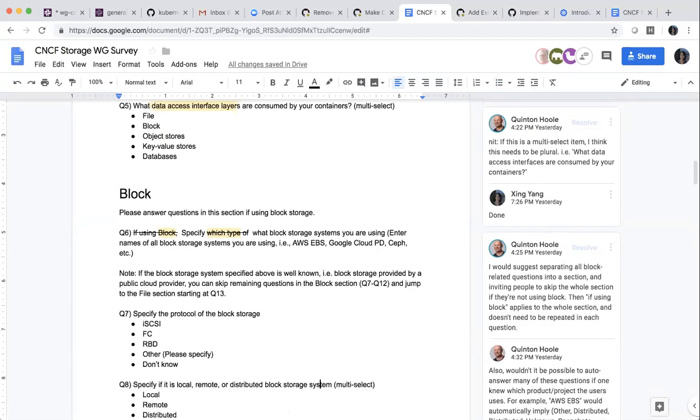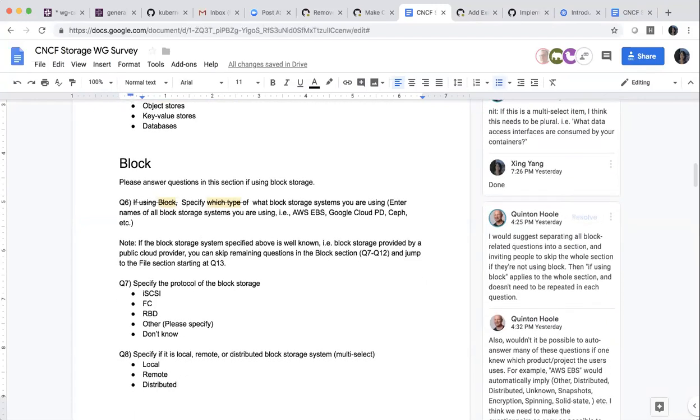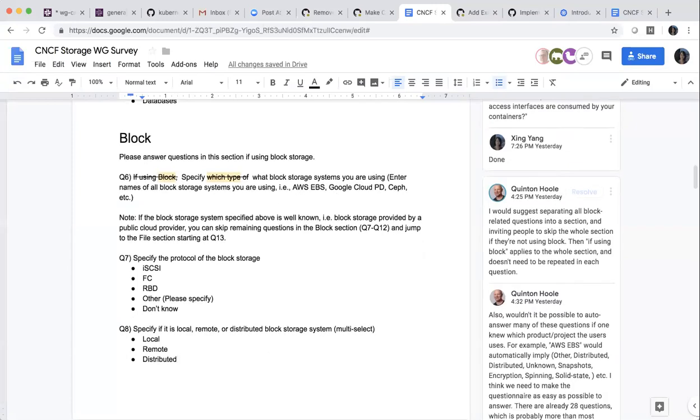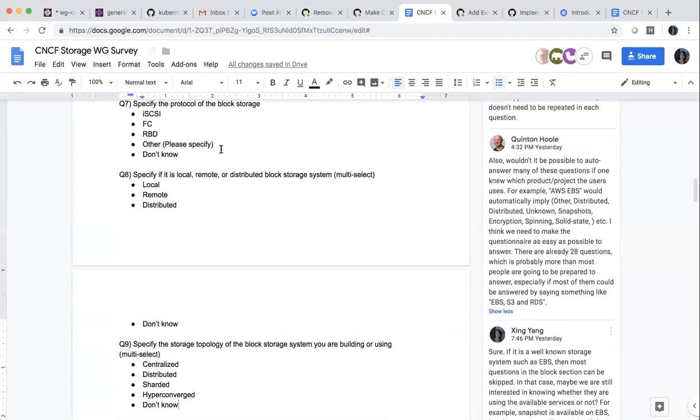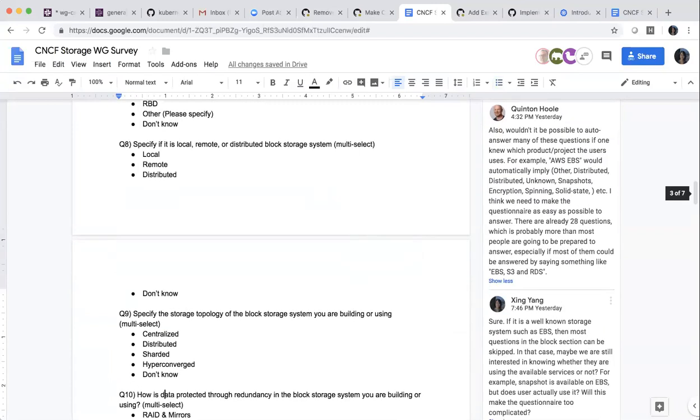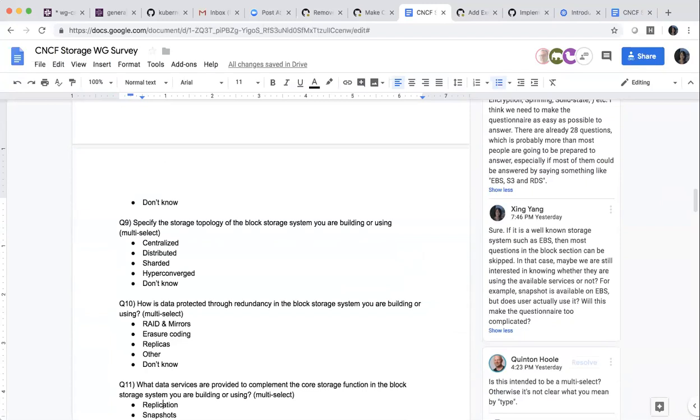Okay, and then the protocols, and also whether it's local, remote, or distributed. Yeah, a lot of those can probably be skipped if it's well-known. Also, for most of these questions, we added a don't know at the end, since sometimes people don't really know. And the storage topology: centralized, distributed, sharded, hyperconverged. Is that something specific to block, or should we?